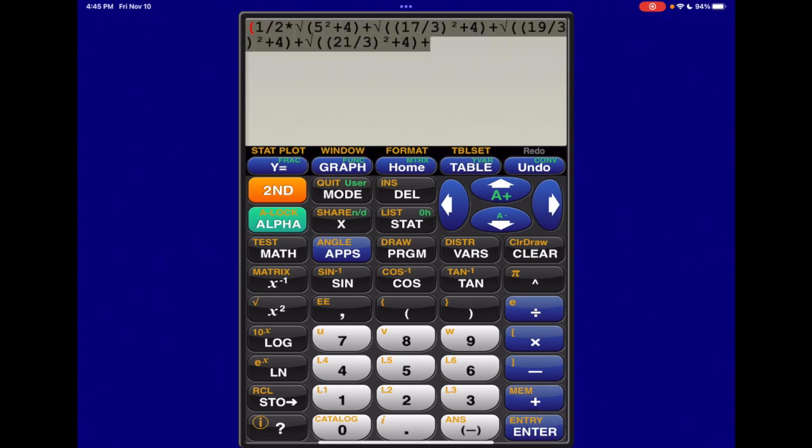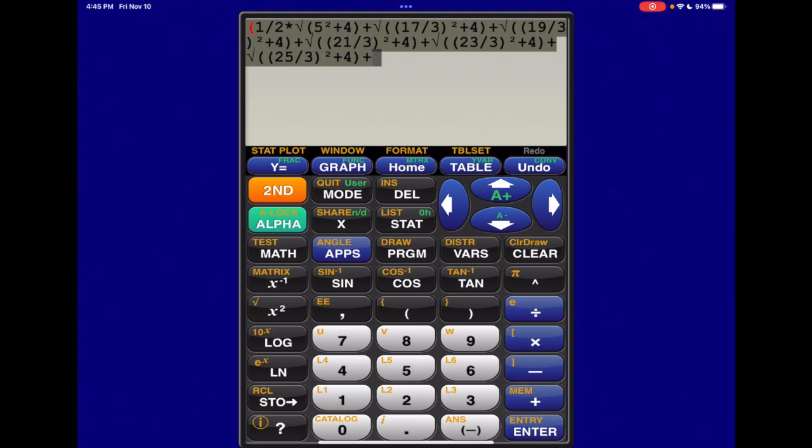All right, on to the next one. Second square root, open parentheses for the fraction, 23/3 squared plus 4, end parentheses on the square root. Next one, open parentheses, 25/3, square that, plus 4, close the parenthesis on the square root. And then finally, our next one is going to be 27/3 or 9, which is the last one.